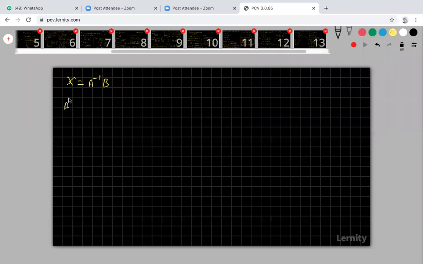How to find out A inverse? Right, so what is your A inverse? 1 by determinant of A times adjoint of A. I already got the determinant of A, so I'm going to find out the adjoint of A. How to find out the adjoint of A? I'm going to find the adjoint of A directly.